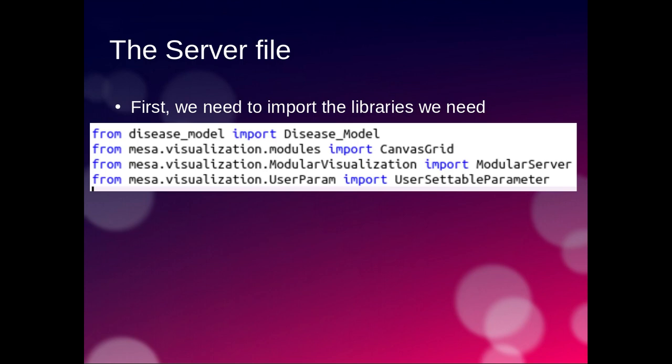The user settable parameter class allows us to use things like sliders to allow the user to play around with the parameter values to see how they affect the model. So those are the imports we're going to need for the moment in the server file. So pause the video while you write those out.